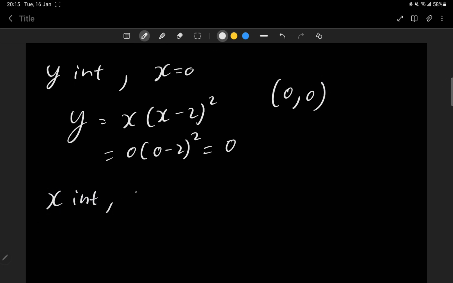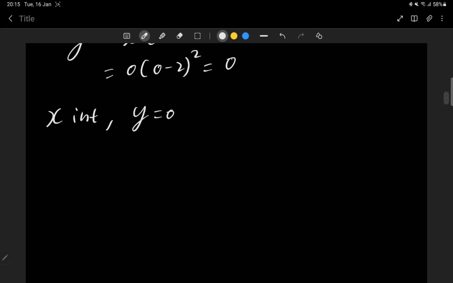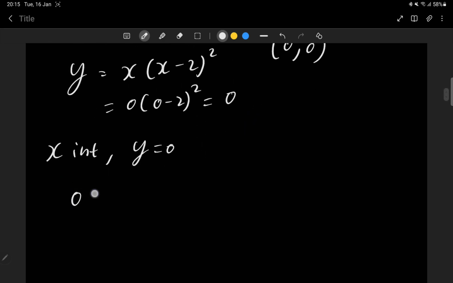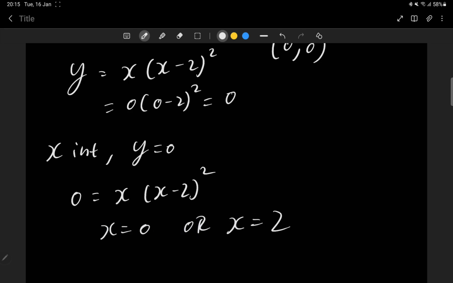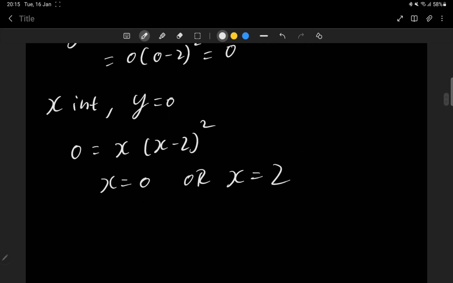And the x-intercept happens when y equals 0. So when y equals 0, that's 0 is equal to x times (x minus 2) squared. In this case, there is more than one way to get y equals 0. You can have either x equals 0 or x equals 2. So your x-intercepts happen at (0, 0) and (2, 0).